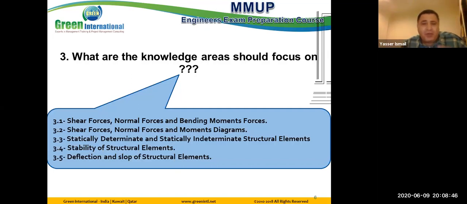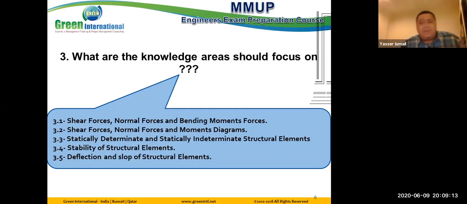So if you don't know how to use these methods, how will you calculate the shear force, draw the normal force, or draw the bending moment diagrams? You should know how in a simple way, which we are going to give you in the classes, and I will give you an example right now. Number three, statically determinate and statically indeterminate structure elements.